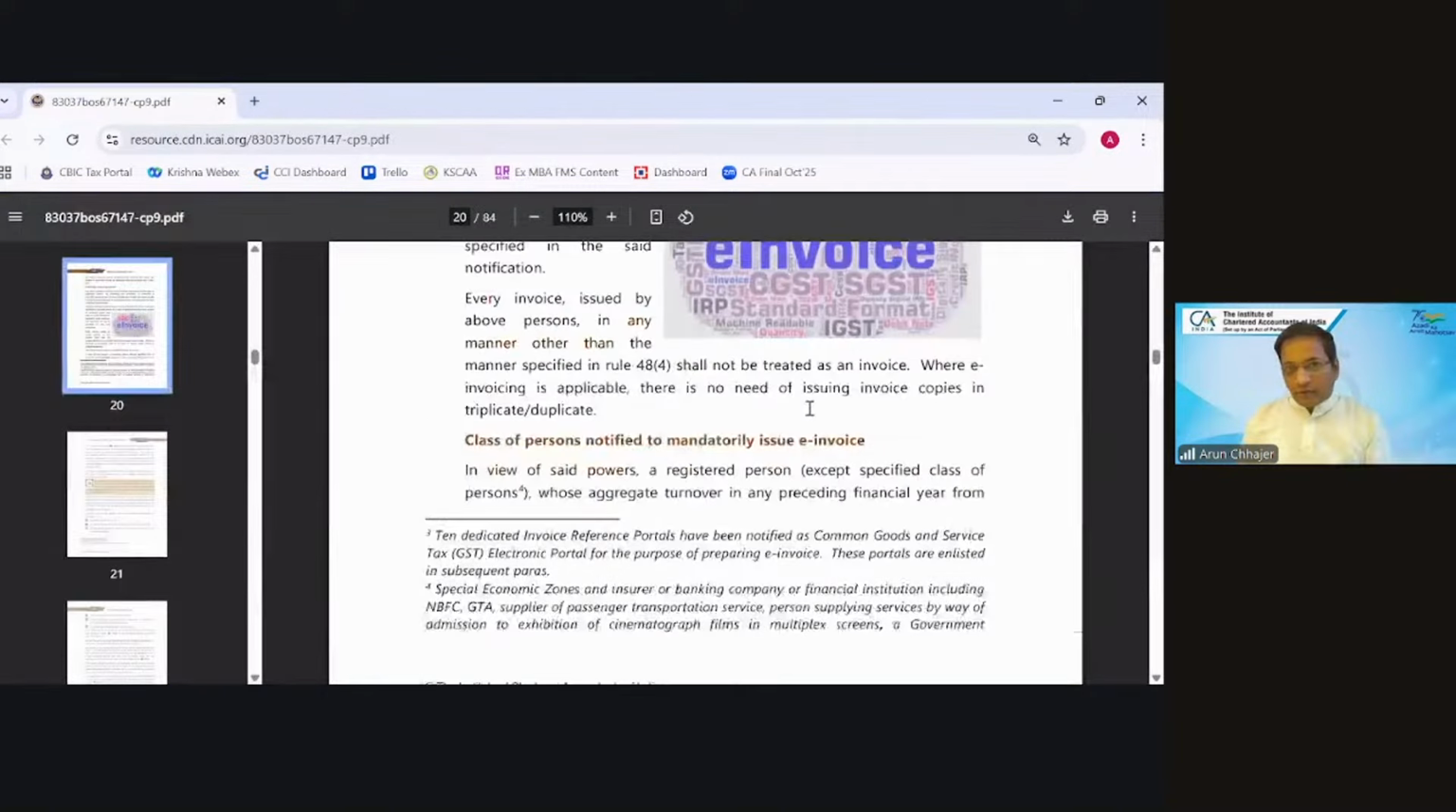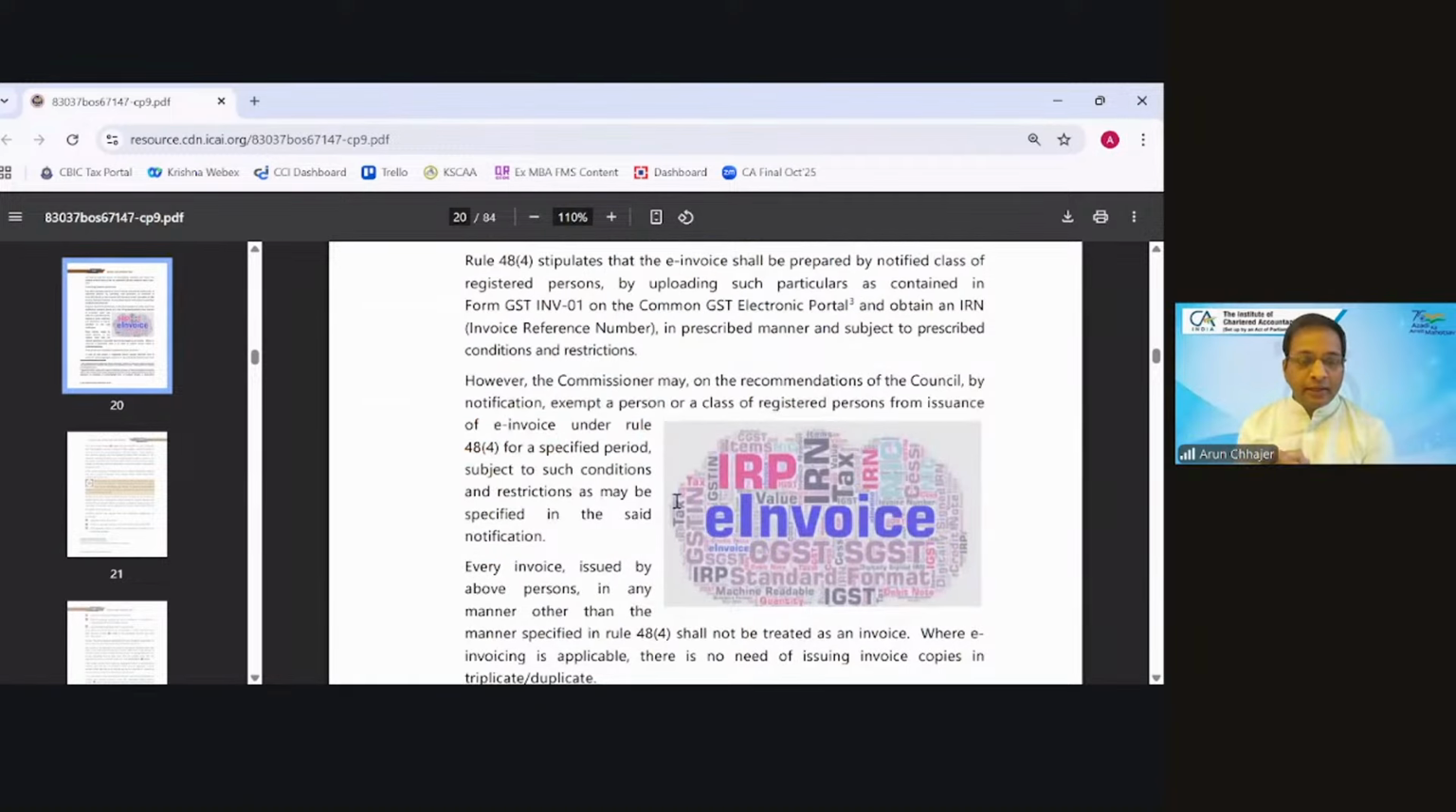Now, one question which is being asked: suppose I am a bank, and I am supplying the banking service for which we do not require e-invoicing, that has been discussed already. But let's say I am making the sale of gold, bullion, jewelry. In that case, do I, being a bank, need to prepare the e-invoicing? That was a very confusing statement among the trade.